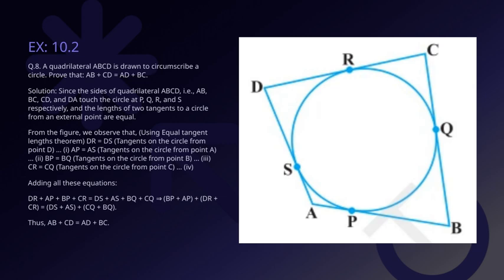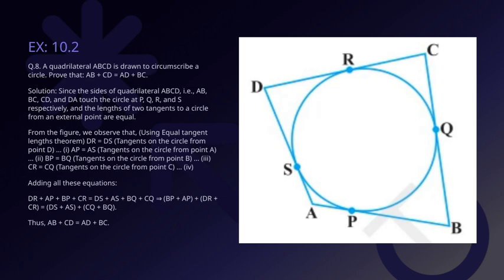The main idea here is that since the sides AB, BC, CD, and DA touch the circle at points P, Q, R, and S respectively, the lengths of the tangents drawn from each external point to the circle are equal. This property is what enables us to establish the equality of sums like AB plus CD and AD plus BC.